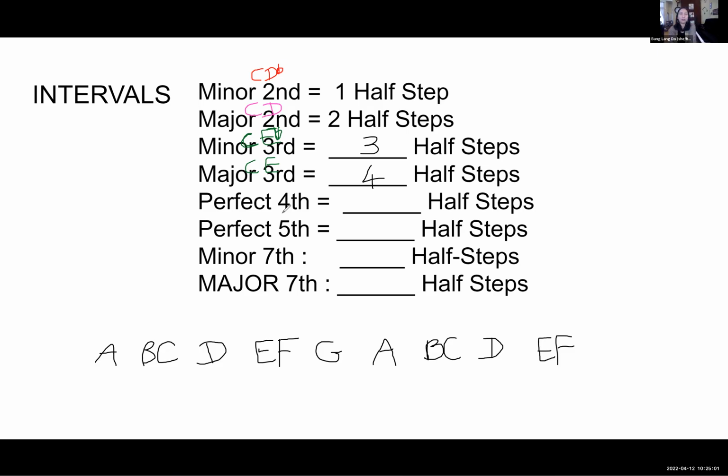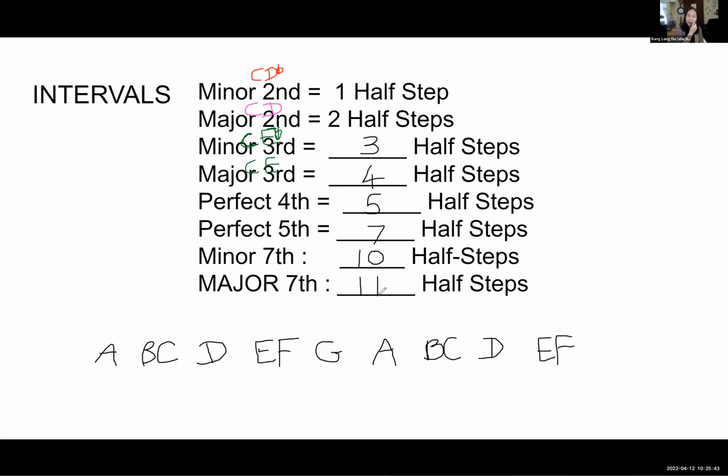So what is a perfect fourth? Is it 5 half steps? Yes, it is. But a perfect fifth is not 6 half steps. There's a jump. Perfect fifth is 7 half steps. Okay. And minor 7 is 10 half steps. And major 7 is 11 half steps.